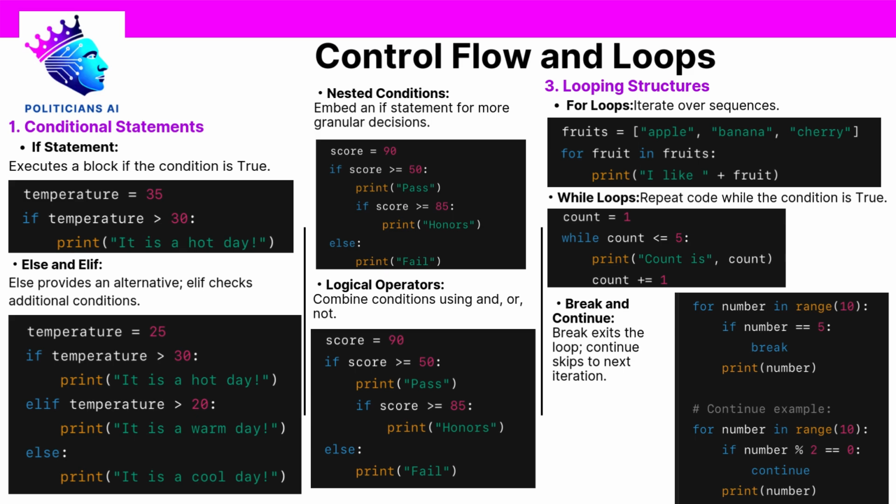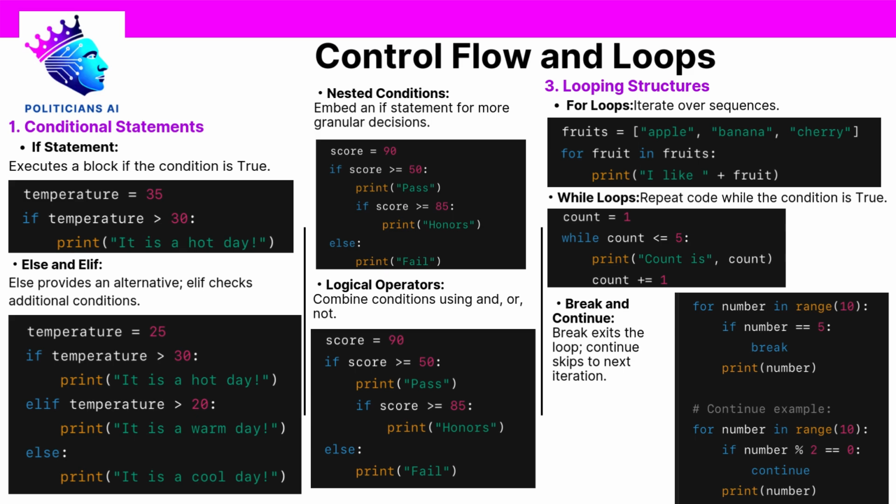For example, imagine you have a variable named temperature set to 35. When you write a condition to check if the temperature is greater than 30, Python will evaluate it and, because 35 is greater than 30, execute the code that prints it is a hot day. This simple mechanism allows your program to decide what to do based on the value of temperature.